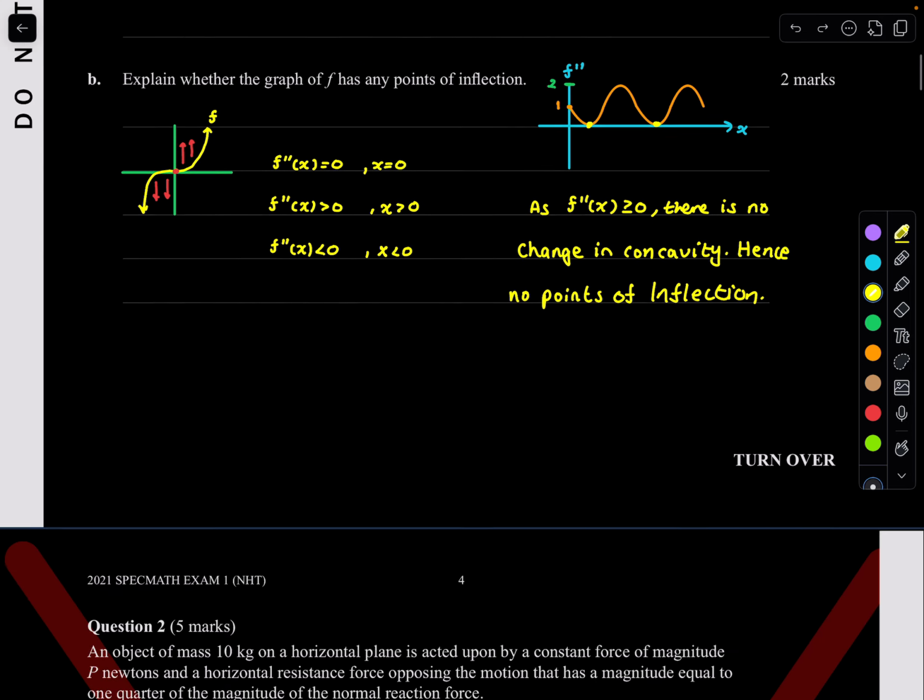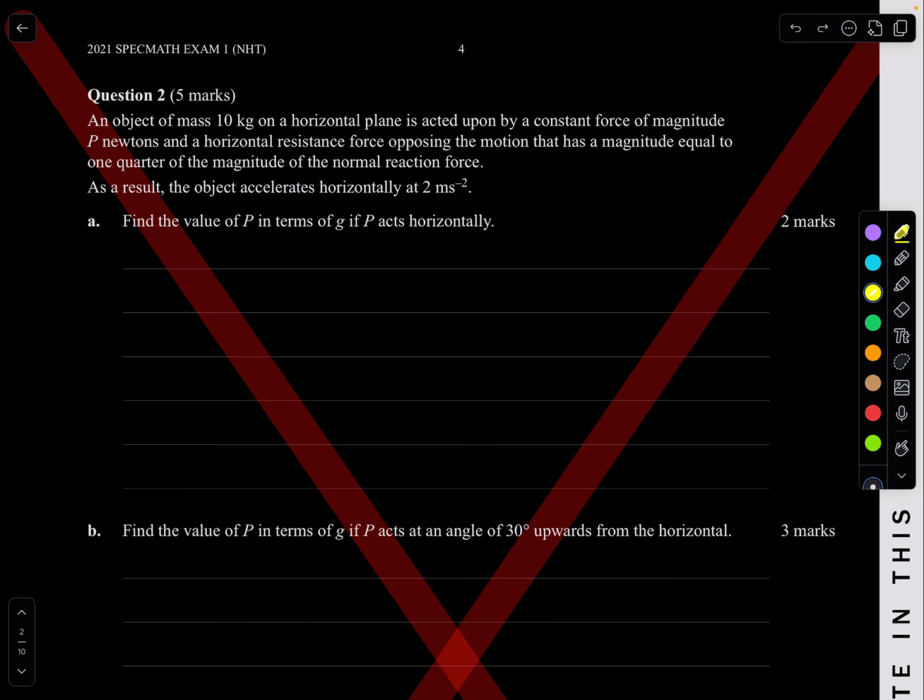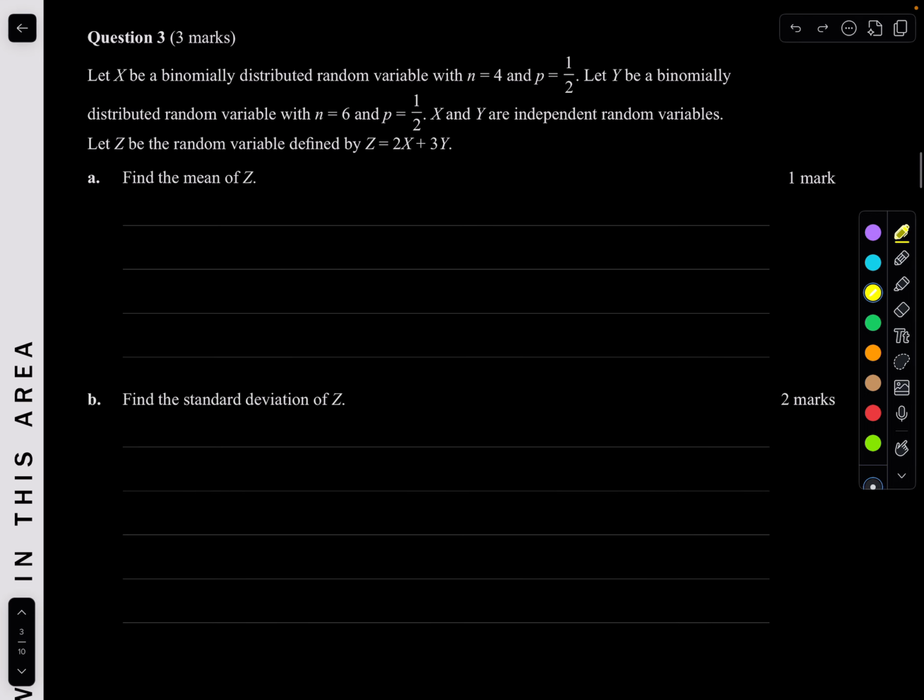Perfect. That is it. And question 2, I've skipped it. It's mechanics, which is not in the study design anymore, so you don't have to worry about that. Question 3, let's try doing this.